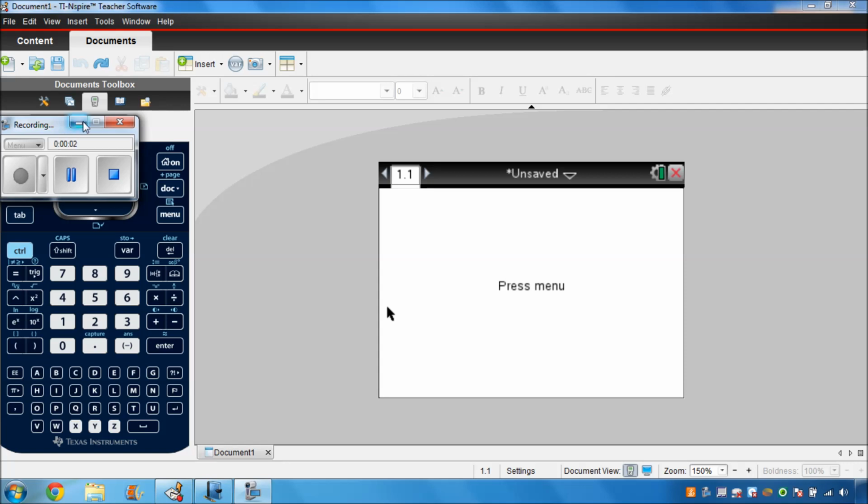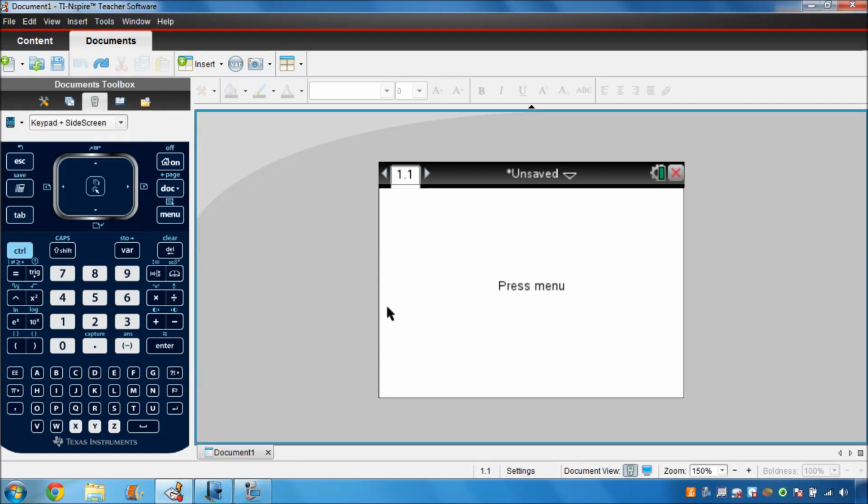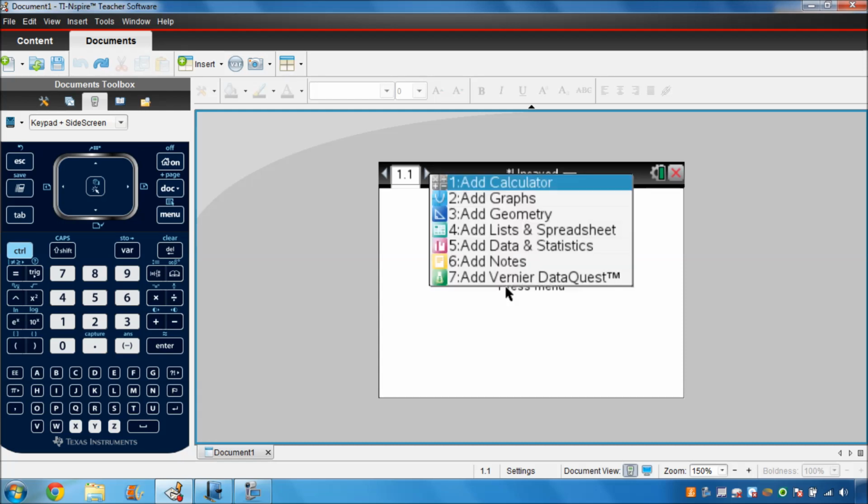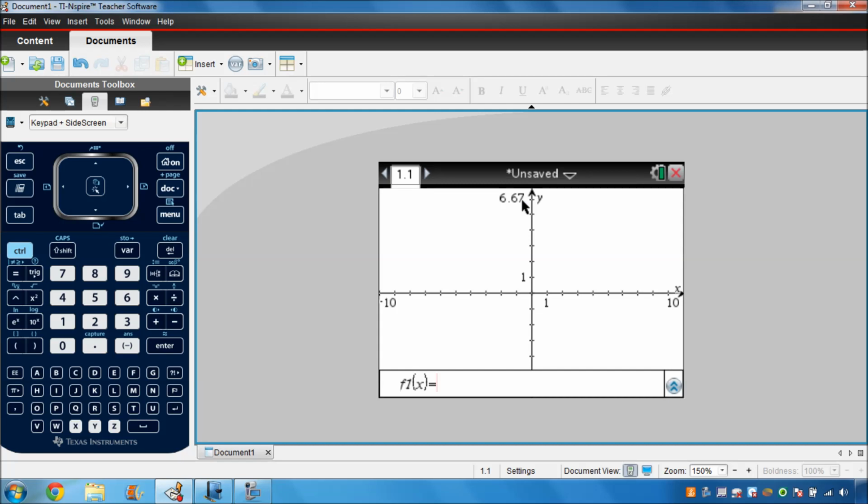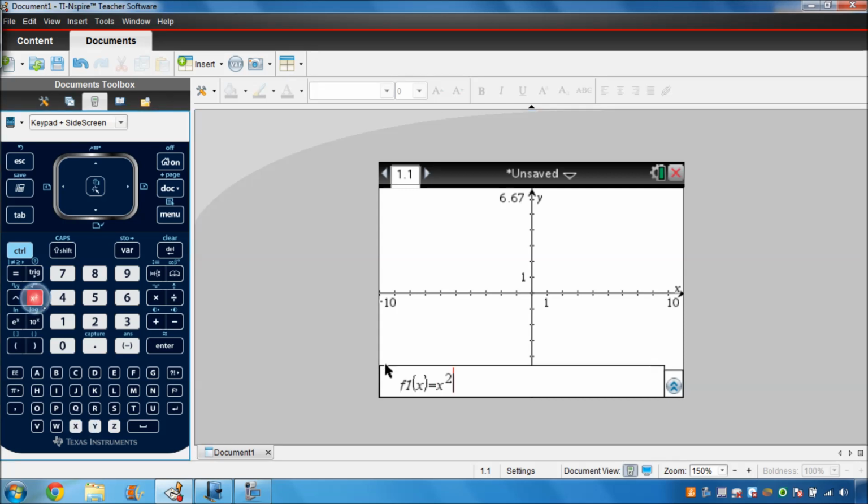What you're going to need to do is open up your calculator. Please don't use the scratch pad, use an actual document. And we are going to create a graphs document, okay? And if you remember from Algebra Common Core, f of x is the same thing as y. So we're just going to type in x squared minus 4x plus 9. And then you'll be able to see the graph.